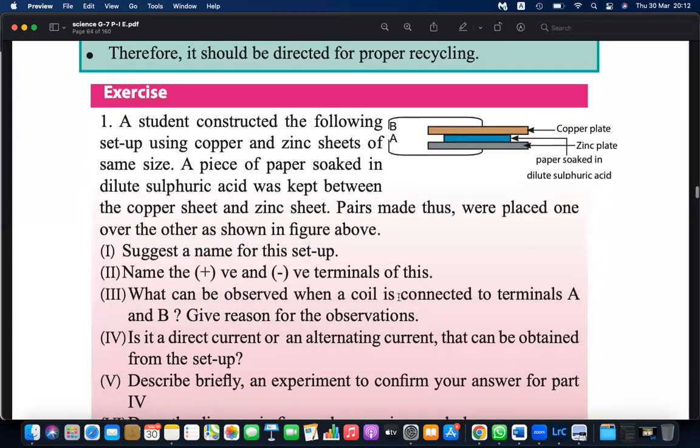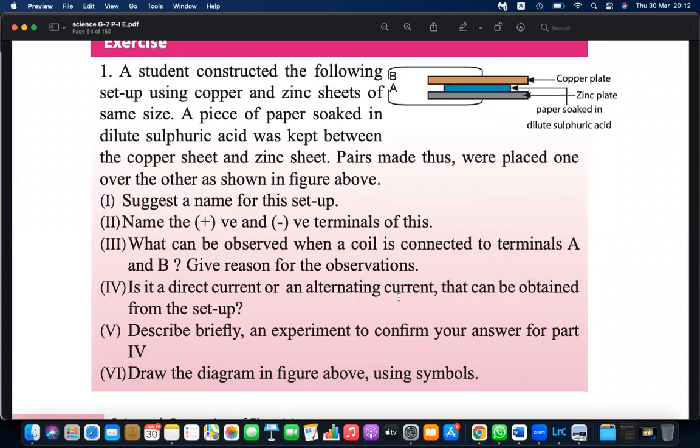And now the exercise. Exercise number 1, please try to answer these questions. A student constructed the following setup using copper and zinc sheets of the same size. A piece of paper soaked in dilute sulfuric acid was kept between the copper sheet and zinc sheet, placed one over the other as shown in the figure. In the middle you can see the paper soaked in dilute sulfuric acid. Basically, when there is sulfuric acid, this is going to work as a chemical cell. So suggest a name for this setup.